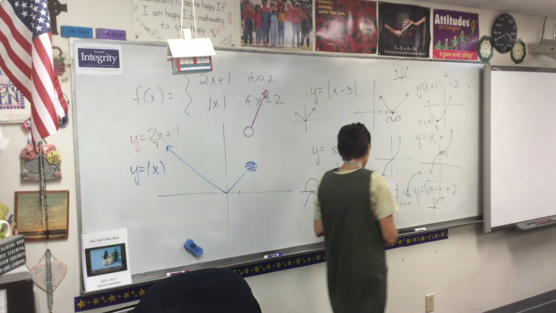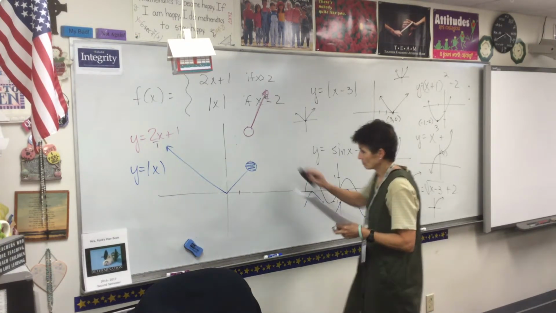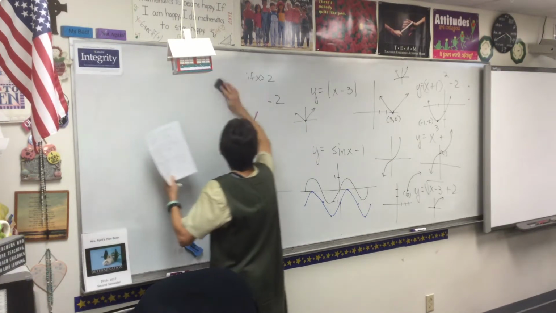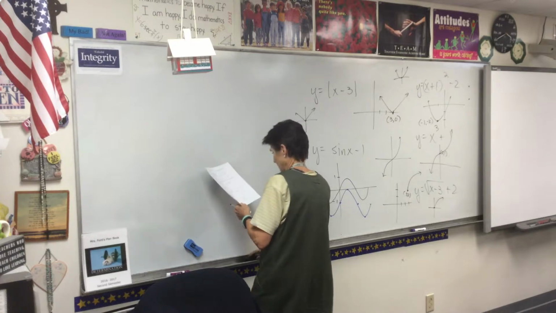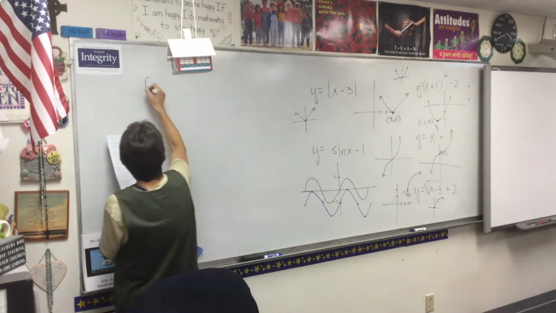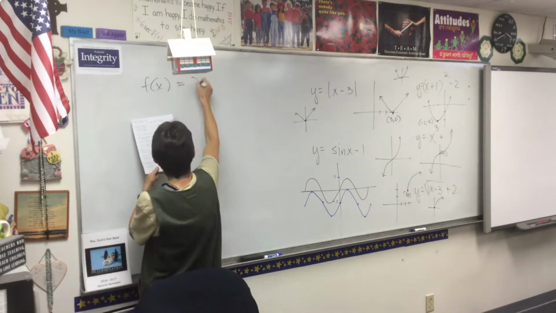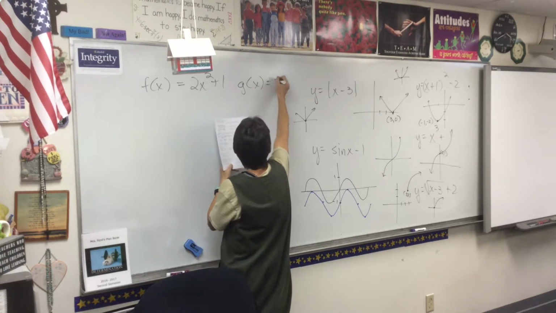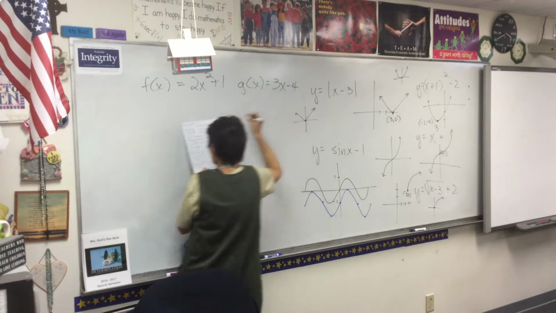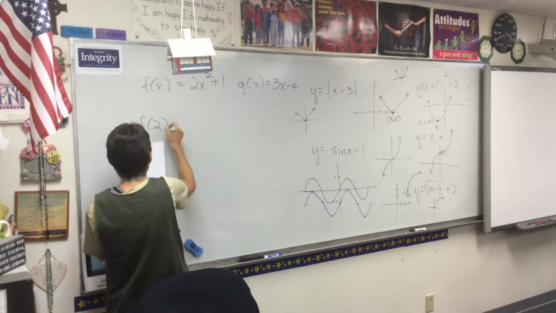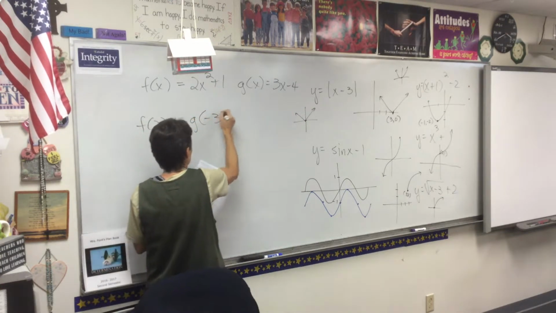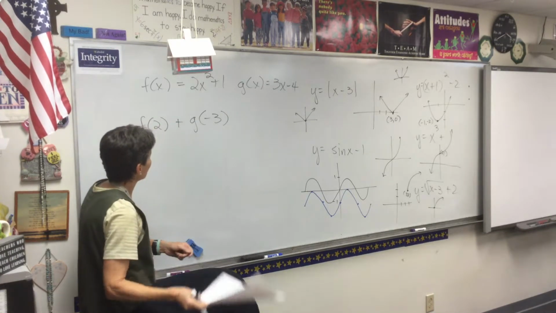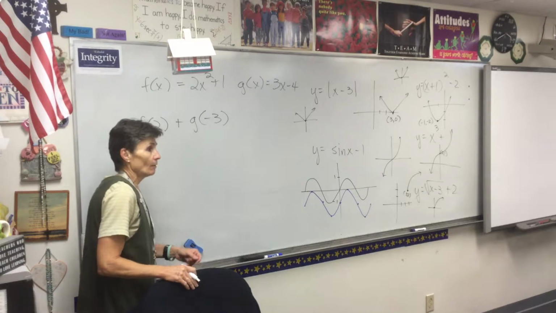All right, and in the very last section, this is our function operations. So we have an f function, we have a g function, and we're going to do f of 2 plus g of negative 3. That's problem 1: f of 2 plus g of negative 3.